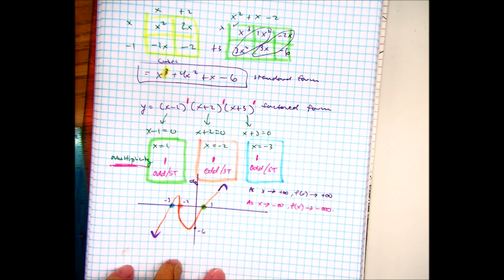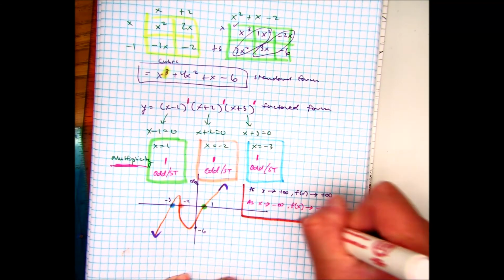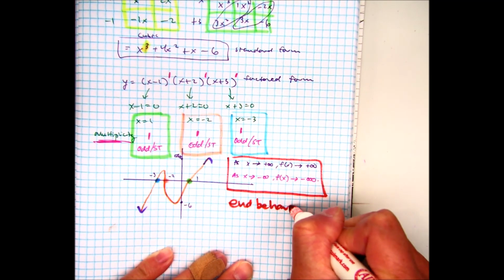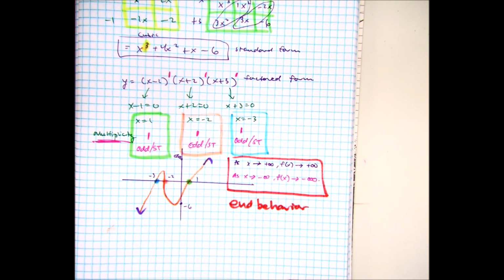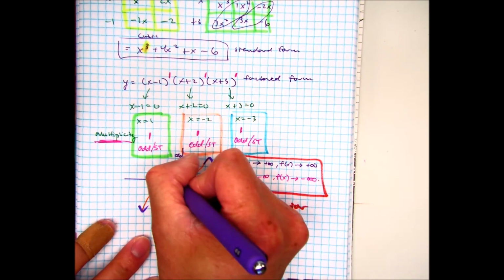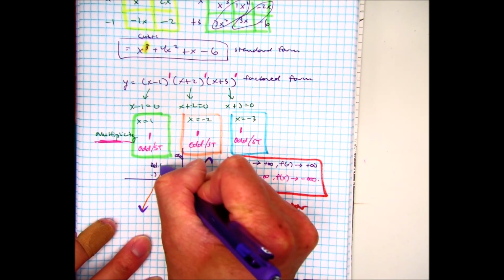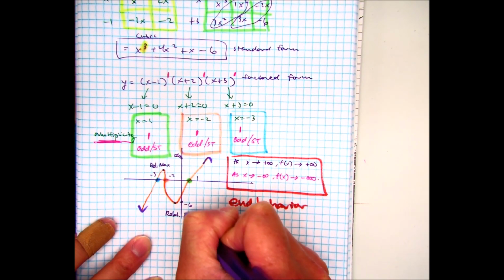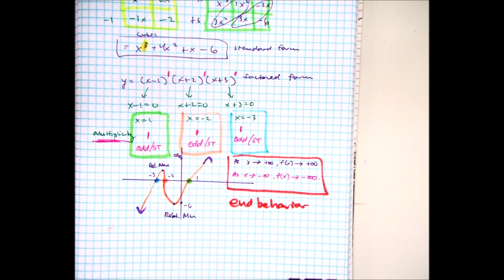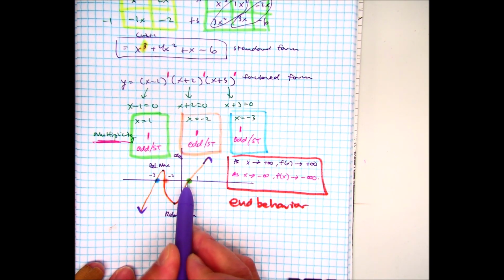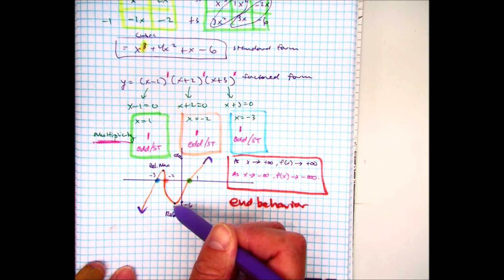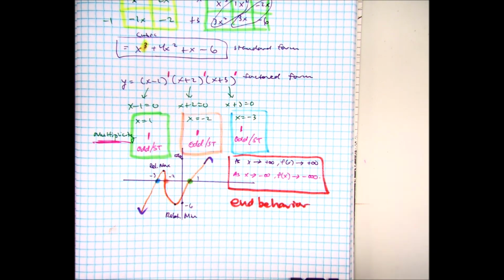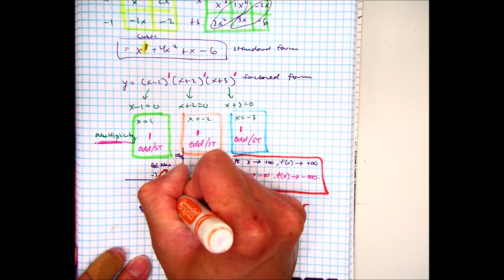So, if we're clear, this is yesterday's lesson. They call that end behavior. And some old stuff. This is your relative max, relative minimum. You have 3 x-intercepts, you have 2 turning points, and you have a y-intercept of -6.